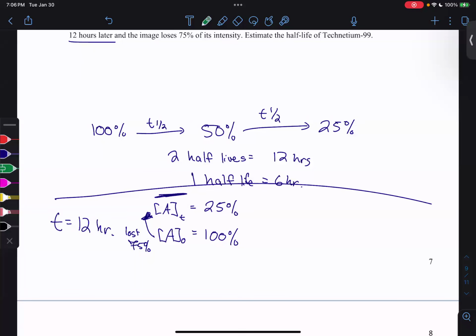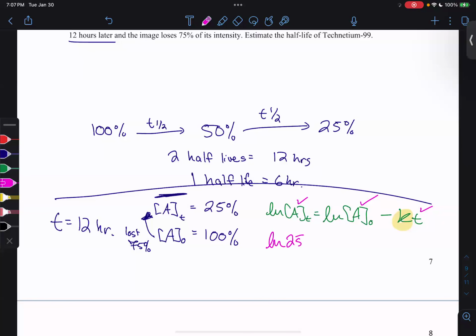So if we look at the integrated rate law, natural log of A at some time t equals natural log of A sub 0, the initial concentration, minus kt. Do we have all the variables to calculate the rate constant? Yes, we do. We have A sub t, we have A sub 0, and we have the time it takes. So we can plug all these numbers in and get the rate constant. All right, let's do that.